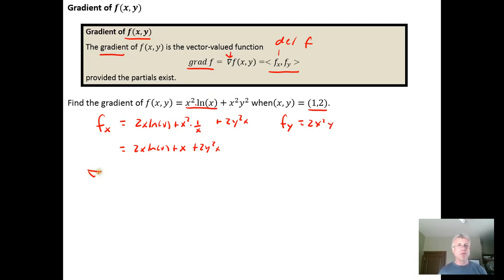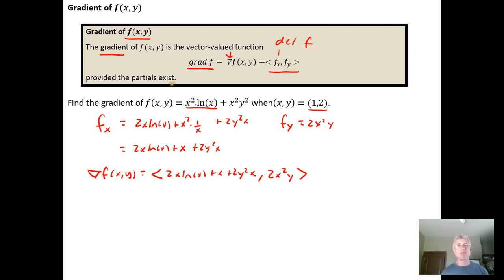So del f, or the gradient of f in general as a function of any x and y input, is going to be the vector that has f sub x, or the partial derivative with respect to x, as the x component. So we would have 2x natural log of x plus 2y squared times x, comma, and then the y component would be the partial derivative with respect to y, which is 2x squared y. This would be the gradient in general.